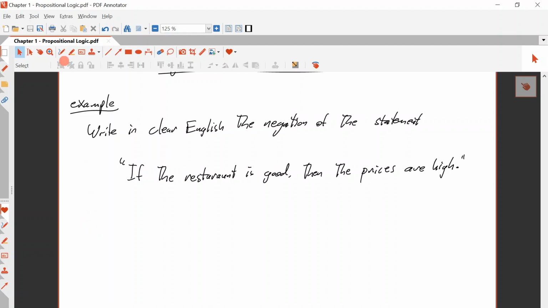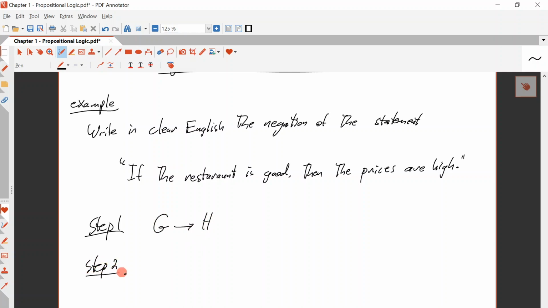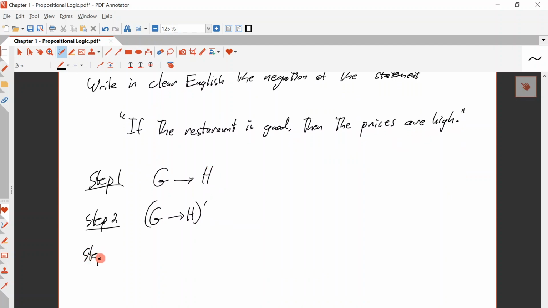Okay, step 1. So, I mean, if you can't do it right off the bat, here's the steps to do it. Step 1, translate to propositional logic. So, if the restaurant is good, then the prices are high. Step 2, negate. Just take the whole statement and negate it. Now, use the tautologies to distribute this negation sign through. Step 3, simplify. Right, distribute the negation using those tautologies from before.